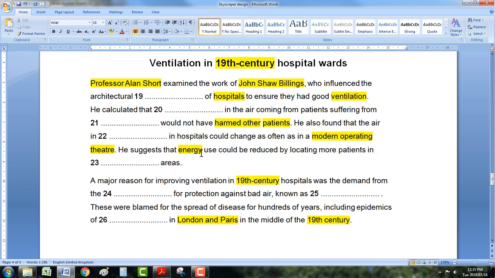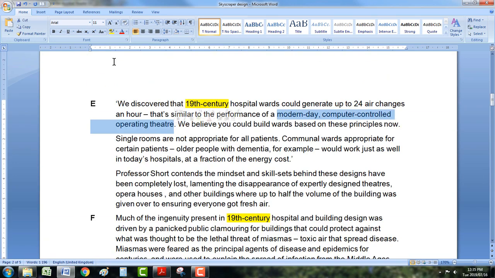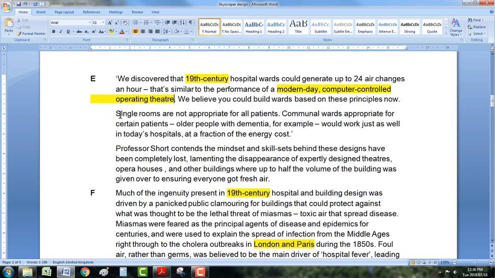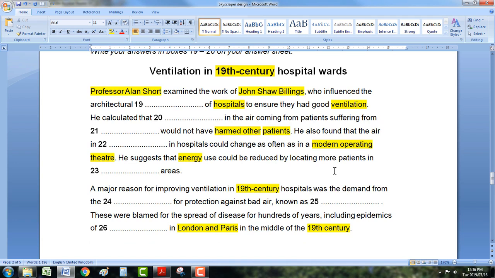So we want modern operating theatres and something about energy. Modern day computer controlled operating theatre. And I actually don't see energy over there. So let's come back to that. Let's try and get a couple of these answers done now. Right. He examined the work of John Shaw Billings, who influenced the architectural something, this will be a noun, of hospitals, the architectural something of hospitals, to ensure they had good ventilation.